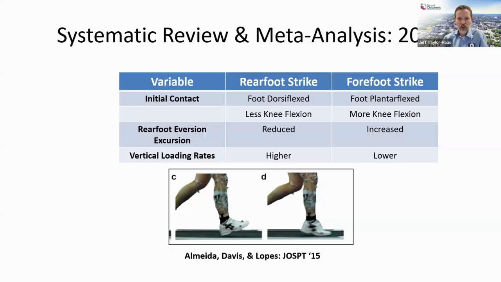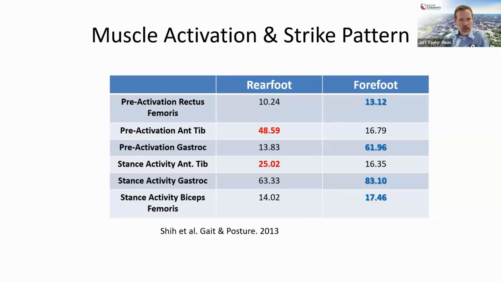And finally, vertical loading rate tends to be higher in a rear foot strike runner than a forefoot strike runner. But as Krista alluded to, it's likely cumulative loading is a larger issue in an endurance runner than vertical loading rate in and of itself. But that's a discussion for a future time. Here we're looking at muscle activation and strike pattern, and I want to just highlight some key differences here.